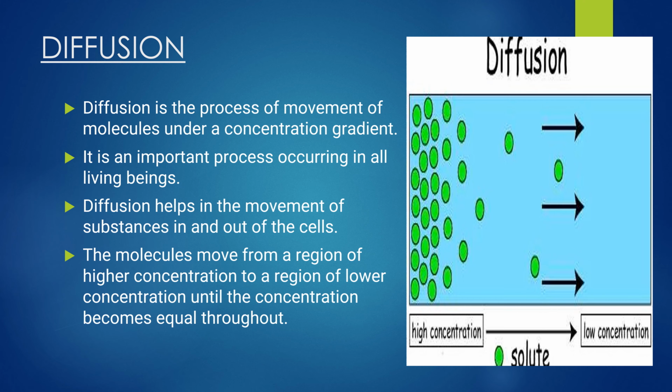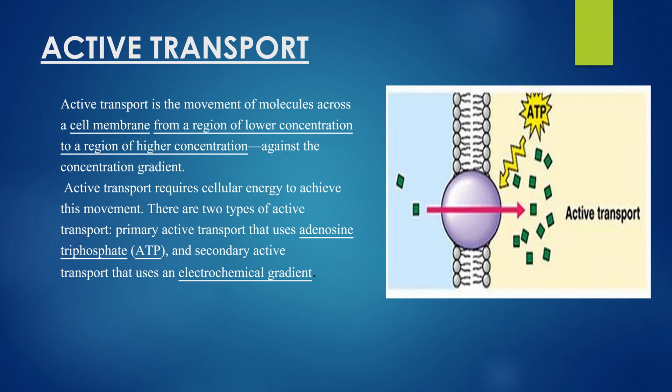Now next is active transport. Now what is active transport? Active transport is the movement of molecules across the cell membrane from the region of lower concentration to the region of higher concentration, against the concentration gradient. Active transport requires cellular energy to achieve this movement. There are two types of active transport: primary active transport that uses adenosine triphosphate, that is ATP, and secondary active transport that uses an electrochemical gradient.